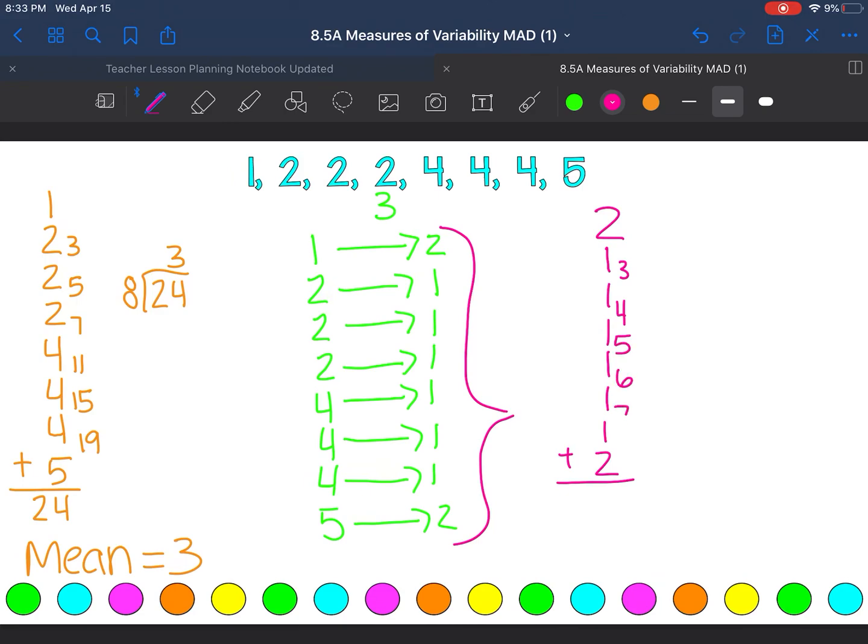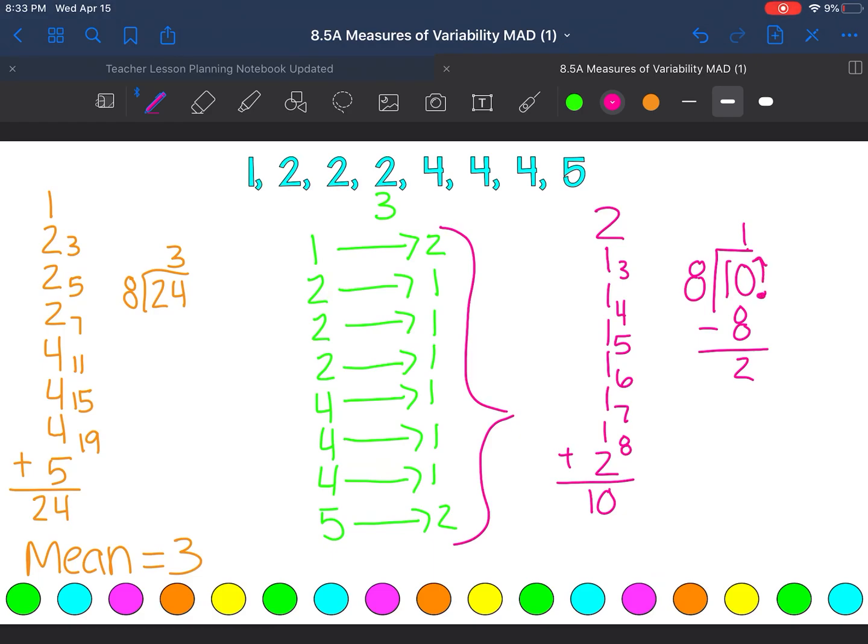So let's add. 2 plus 1 is 3. 3 plus 1 is 4. 4 plus 1 is 5. 5 plus 1 is 6. 6 plus 1 is 7. 7 plus 1 is 8. 8 plus 2 is 10. So now, remember, the next step of finding the mean is you have to divide. We always want to forget about dividing, and that's because I think we hate dividing. Don't hate it, guys. Love dividing.